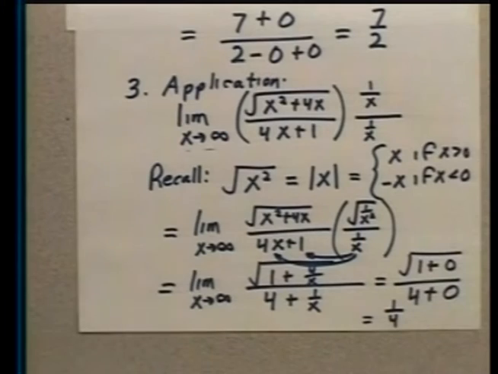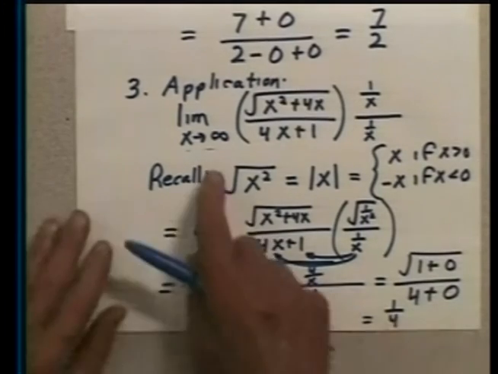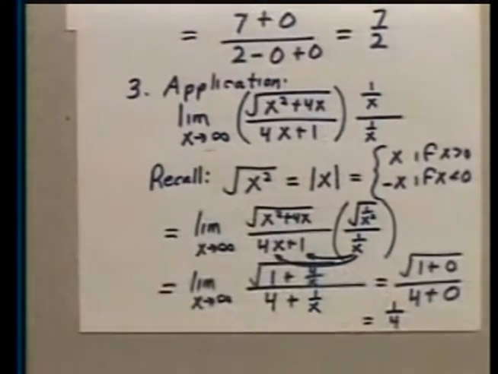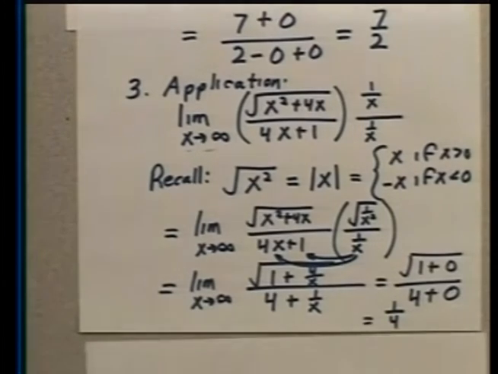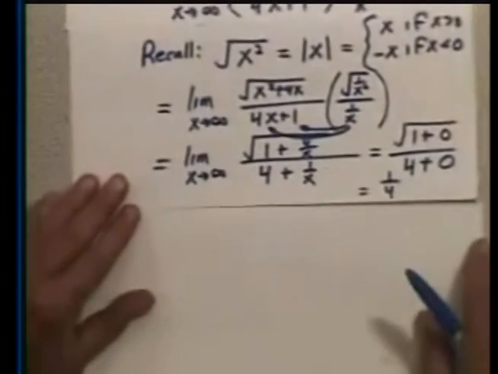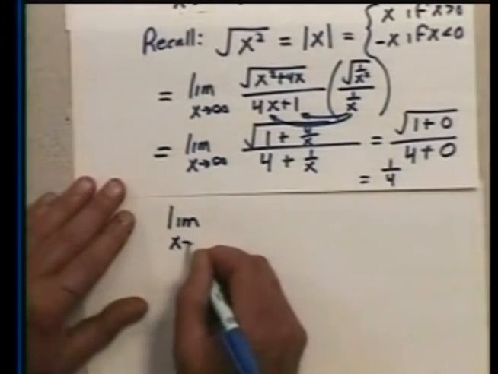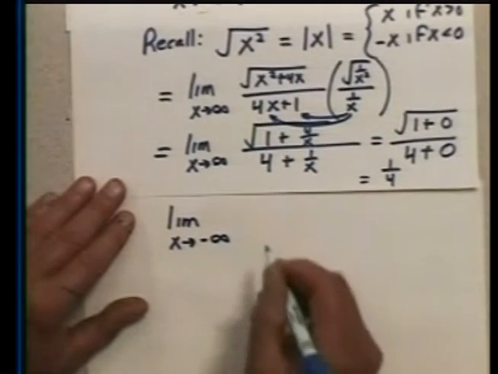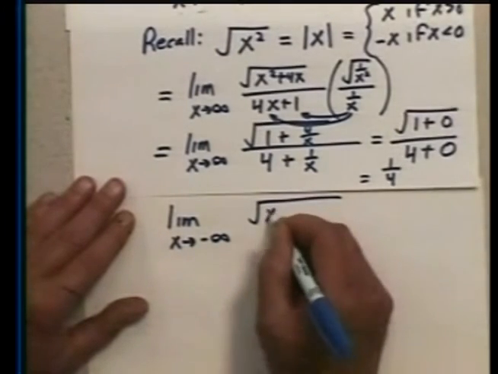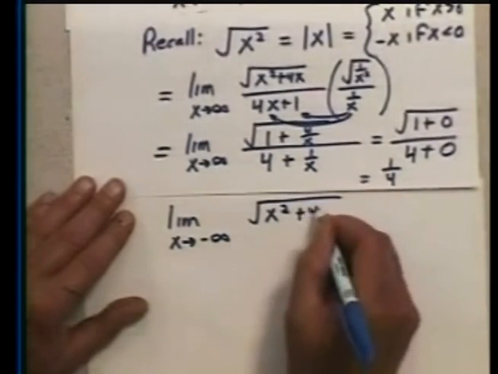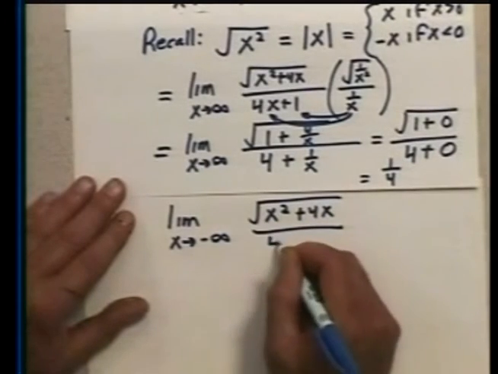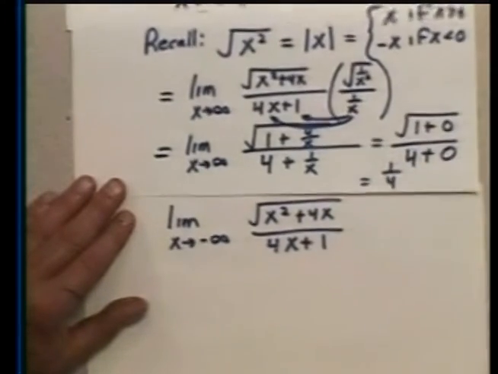Okay, now the next problem is, what if I change infinity to minus infinity? How does the problem change? Okay? And we'll see if my lecture on absolute value really made an impression or not. So here's the next one. The limit as x approaches minus infinity. So you can see the contrast. Same problem, x squared plus 4x, all over 4x plus 1. Okay?